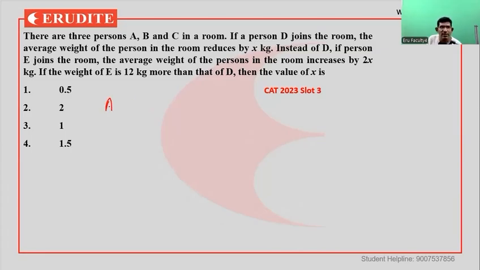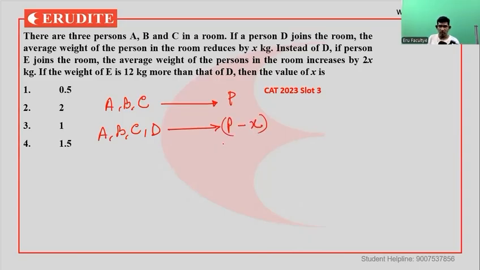First, let's assume the three people A, B, C. Let's assume their average is P. Now, if I include another, a fourth person D, what happens? The average reduces by x. What does it mean? So the new average becomes P minus x. So what is the weight of D? Can we find the weight of D by simple logic? Yes.